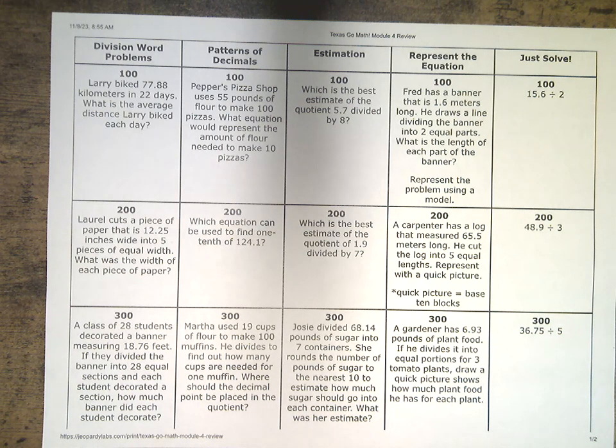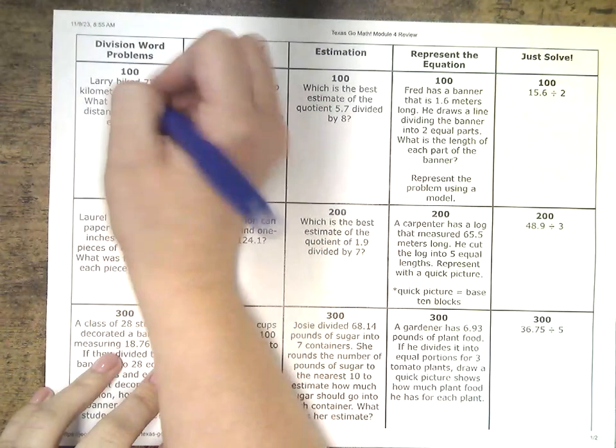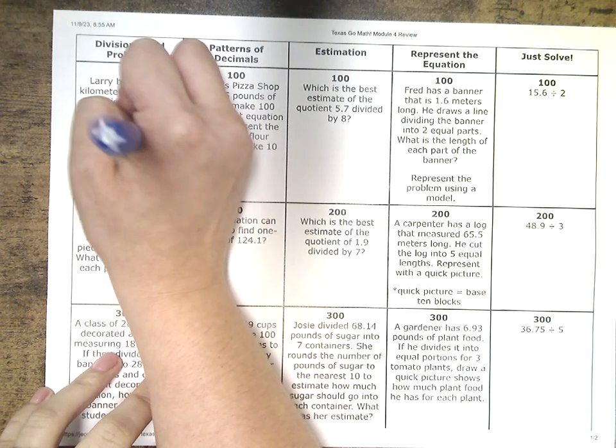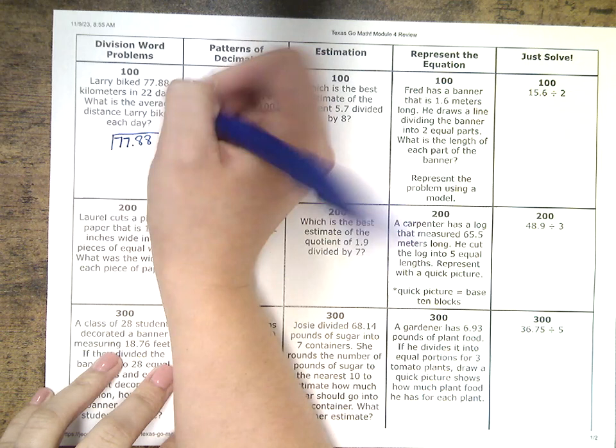Larry bikes 77 and 8,800 kilometers in 22 days. What is the average distance Larry bikes each day? So when it comes to this problem, I'm just going to be dividing, my standard, nothing crazy. I'm just doing my standard algorithm here. I'm dividing 77 and 8,800 kilometers into 22 days. So I'm just going to set it up like I normally would, like a long division problem.